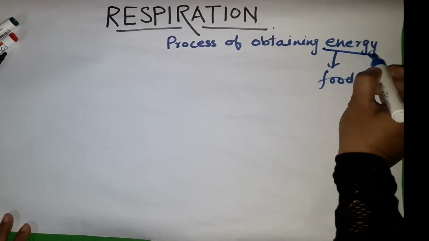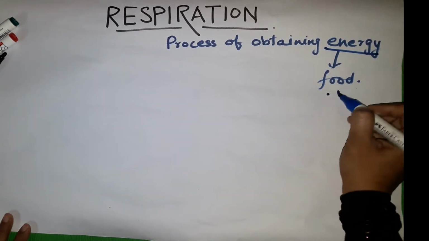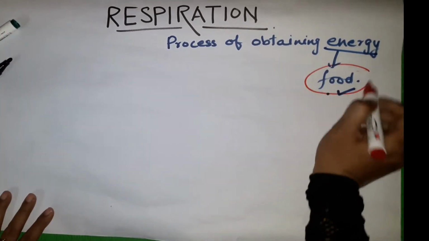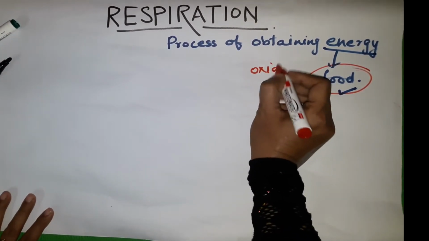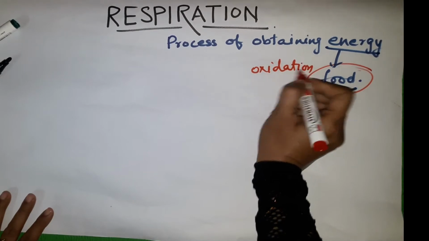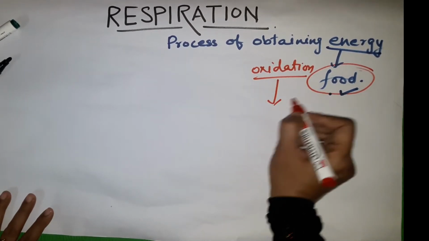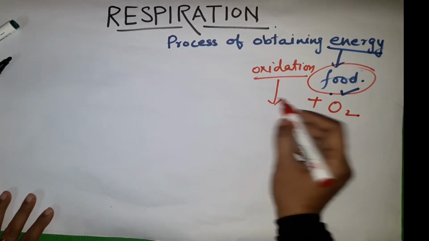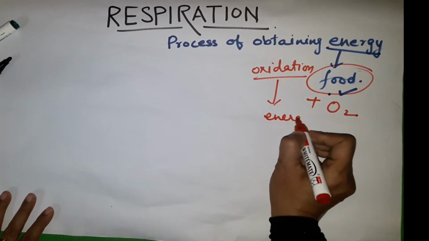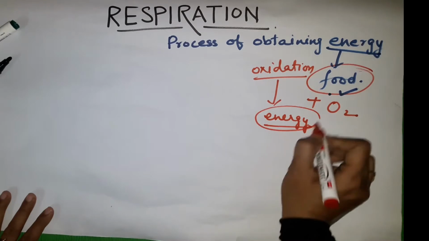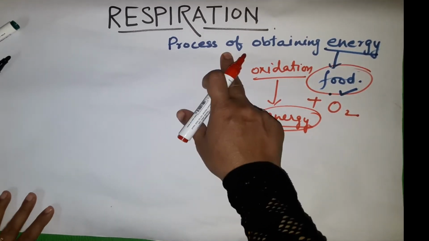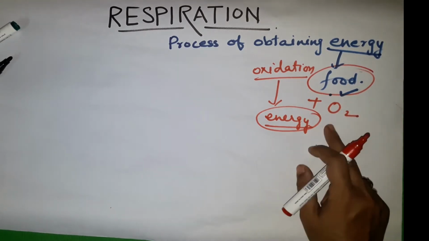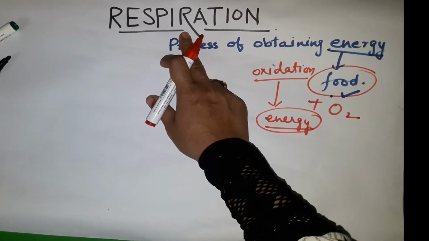But here the energy is released by the oxidation of food. What is done? That is the oxidation of food. Now what happens in the oxidation? The food will be combined with oxygen and then the energy will be released. So basically the process of obtaining energy by the oxidation of food is called respiration. Okay.